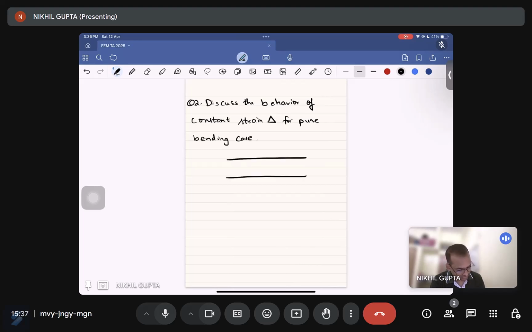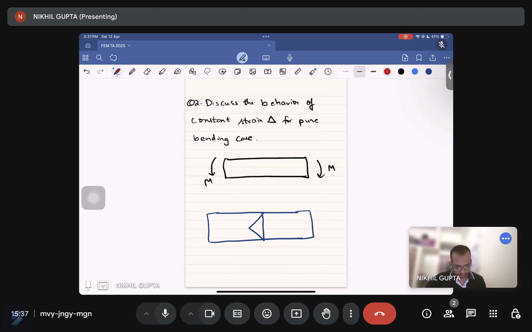Let's assume this is a beam. Now for pure bending case, here M is acting. So this is a pure bending case. No other force is acting on it. Now we have to see if we take constant strain triangle to model this beam using FEM, what results we will get. So let's start with modeling with one element in a height. So let's take this as one of the elements.